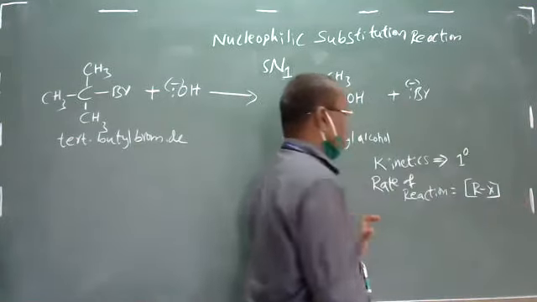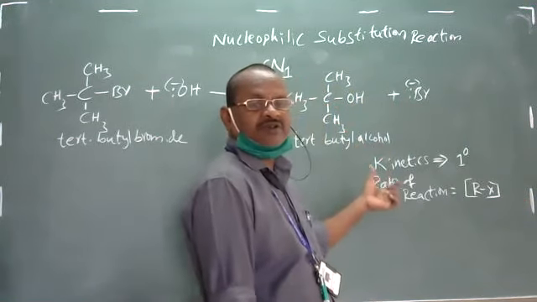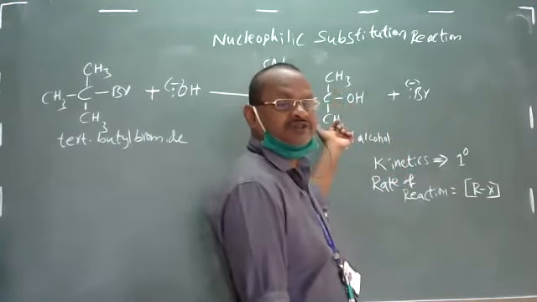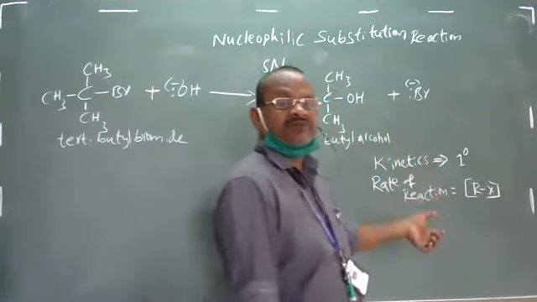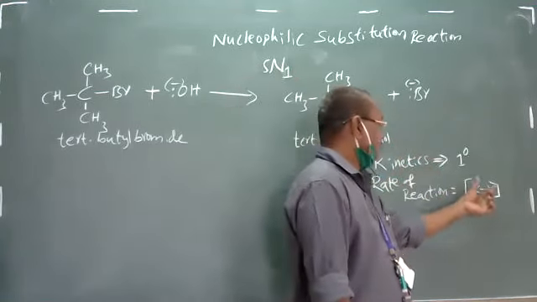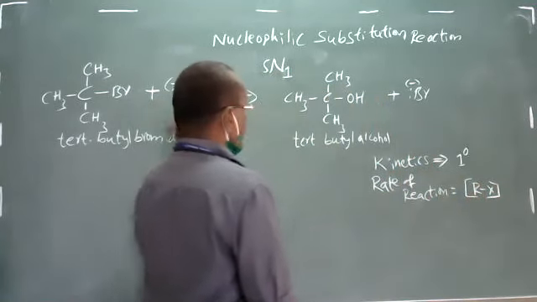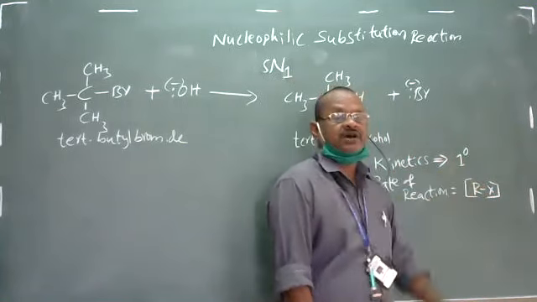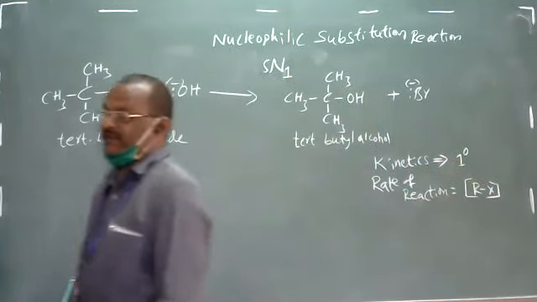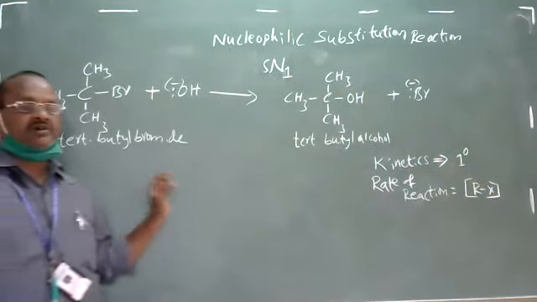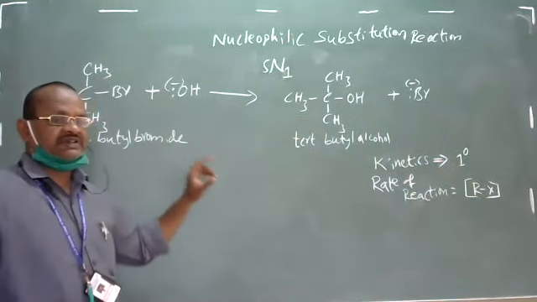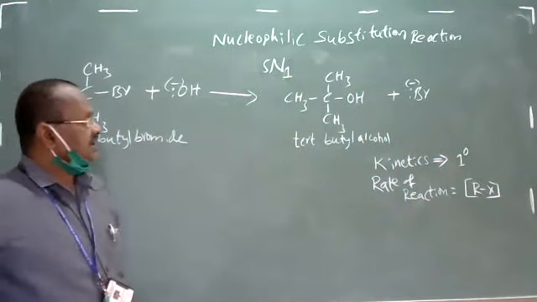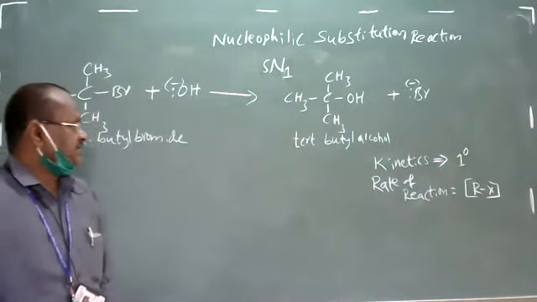Nucleophile reactant concentration is not important in this reaction, which is important in case of your SN2 reaction. But in case of SN1 reaction, the concentration of only one reactant, that is alkyl halide, is important. That's why this reaction follows first order kinetics. That means the rate of reaction depends upon the concentration of only one reactant, that is alkyl halide. Clear? This is what is involved in this SN1 reaction.